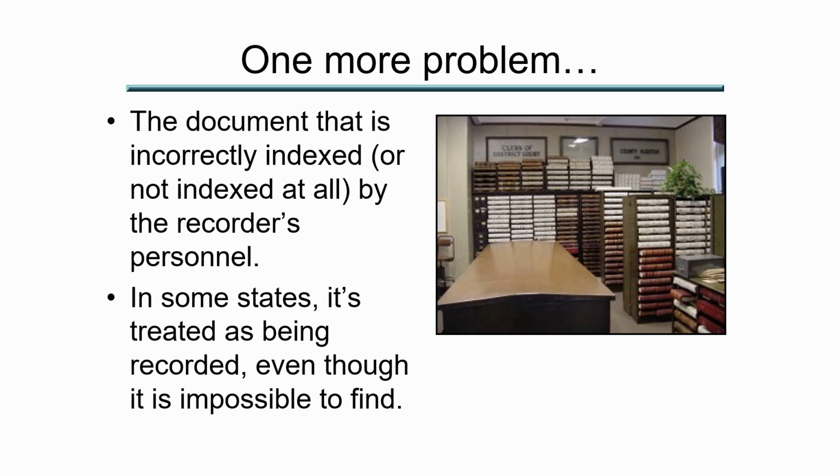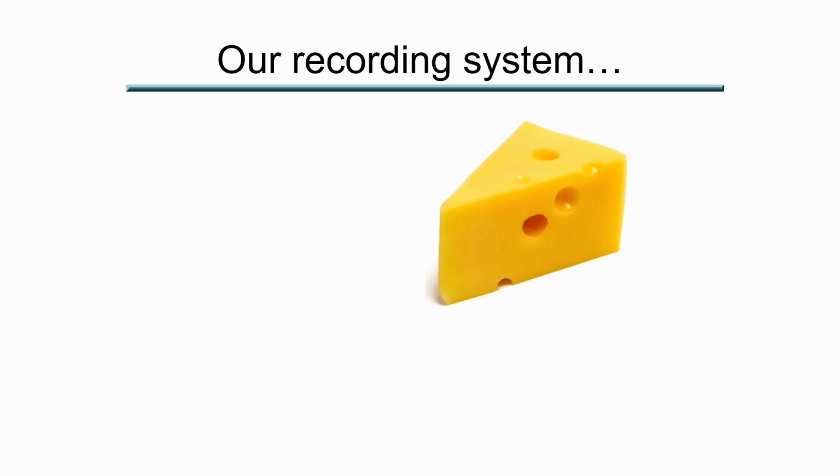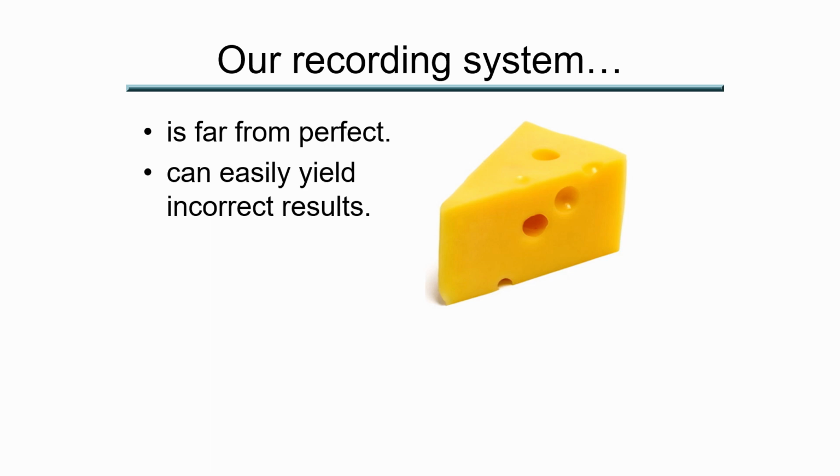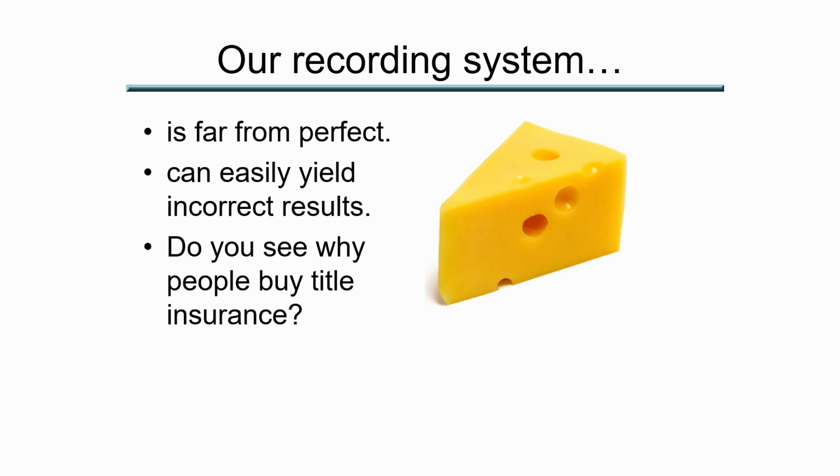Now, overall, you can see that our recording system is far from perfect. As a matter of fact, it's more like a piece of Swiss cheese. It's full of holes. It can easily yield incorrect results, even to someone who does a very careful title search in those records. You can easily see why people buy title insurance, because title insurance will actually cover the person who's insured from most of the problems that we have outlined in this little review of the recording system.